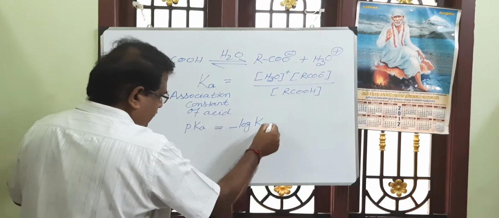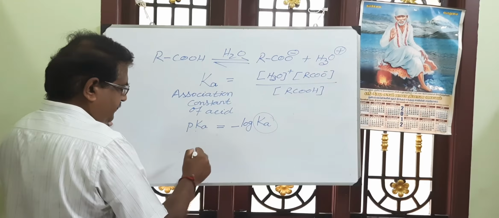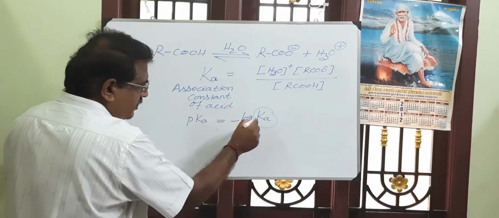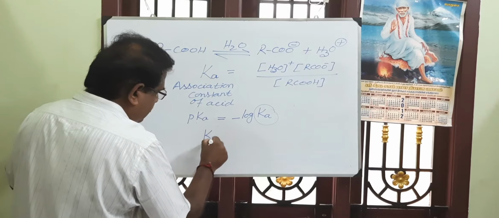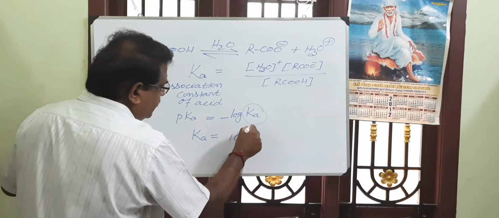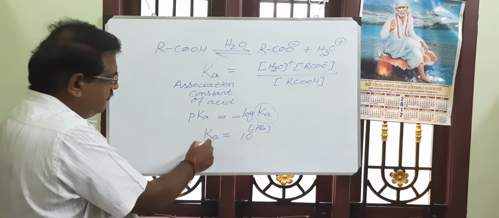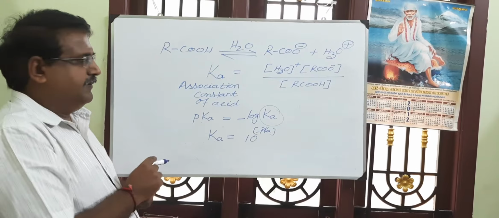So if you know the Ka, you can calculate the pKa. If you know the pKa, you can calculate the Ka. Ka is equal to 10 to the power of minus pKa.